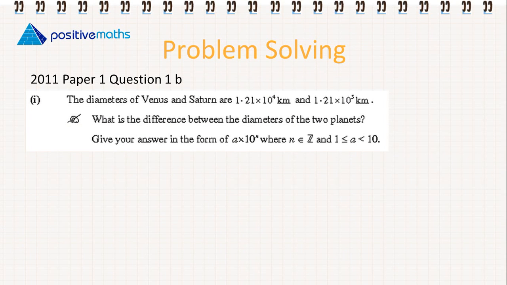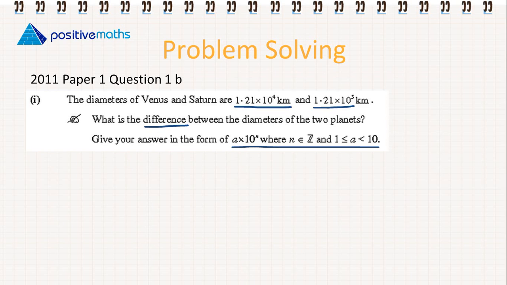The next problem we're going to have a look at is from the 2011 paper 1, question 1 part B. And it's just the first part of that question. So we're told that the diameters of Venus and Saturn are 1.21 multiplied by 10 to the power of 4 and 1.21 multiplied by 10 to the power of 5. Then we're asked, what is the difference between the diameters of the two planets? Give your answer in scientific notation.